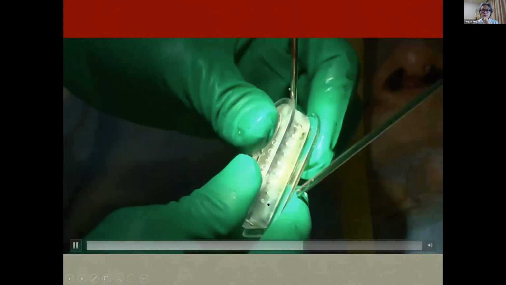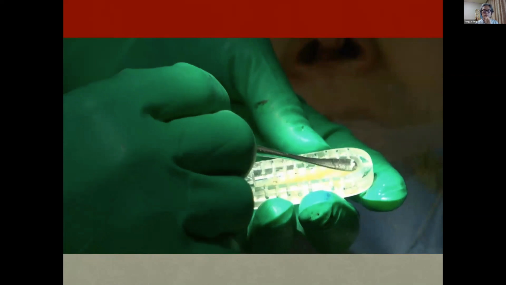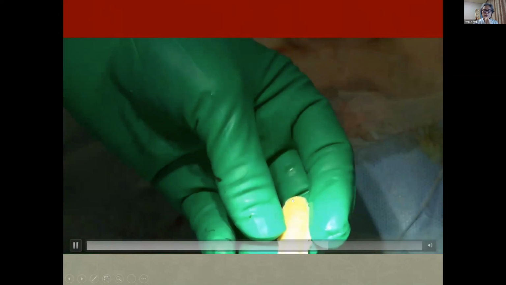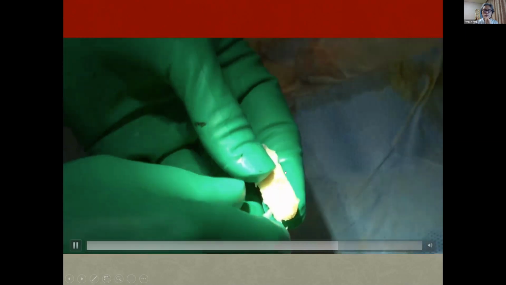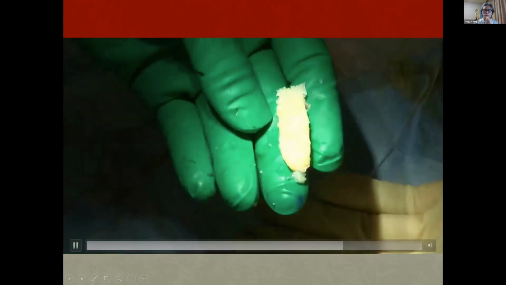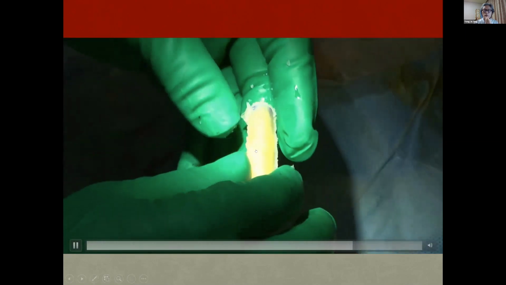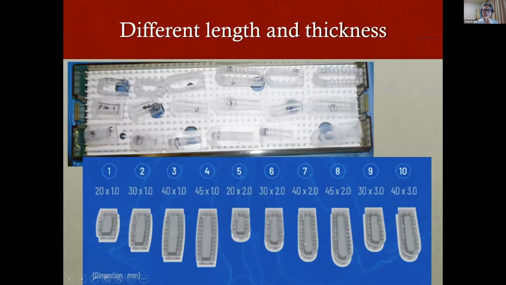Then you can decrease the false volume created by the glue and the water. So this is the final implant. As you can see here, it is covered with fascia to decrease the chance of gravity showing an irregularity. And then it has a concave surface, which will cooperate very well with the native nasal dorsum. It has many different lengths and thicknesses, so you can use it for segment augmentation.